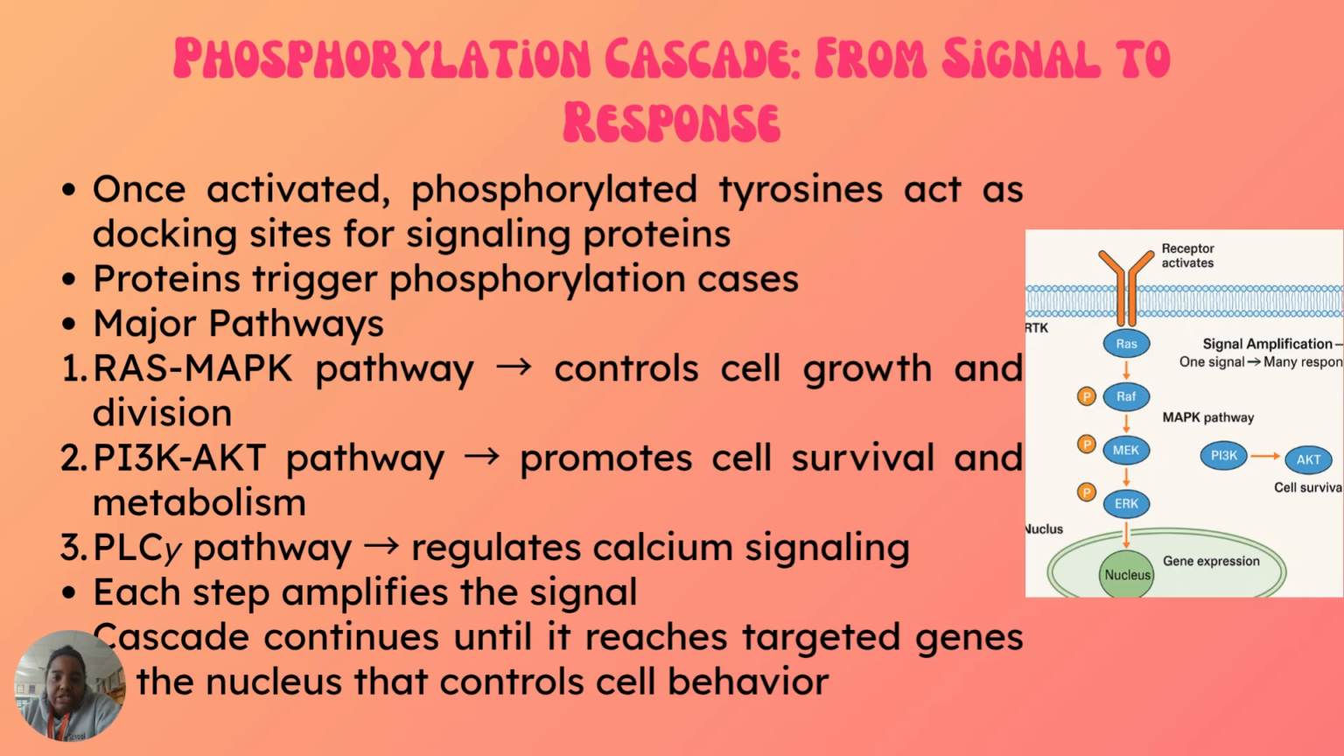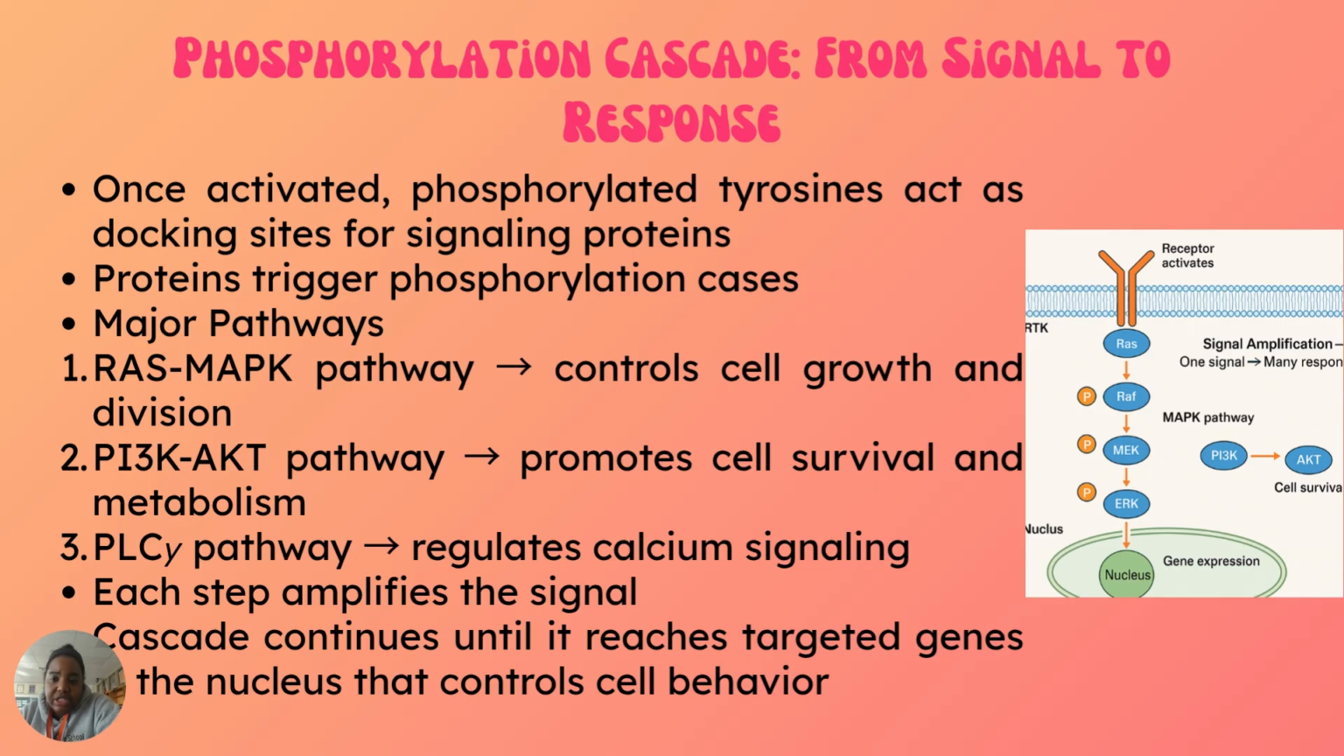It is normally very controlled and turned on only when needed. In the case of cancer, mutations can make one of these proteins, like RAS or RAF, permanently active so that the signal never stops. That's like light switches that are jammed in one position.